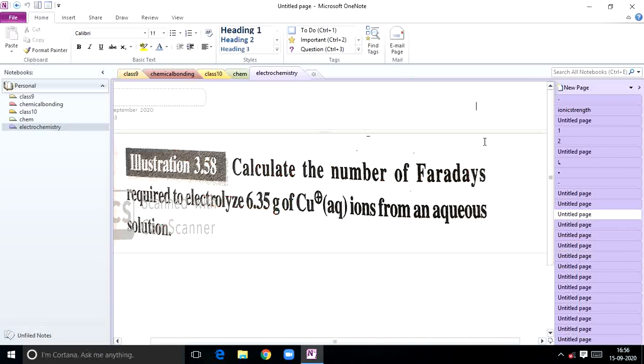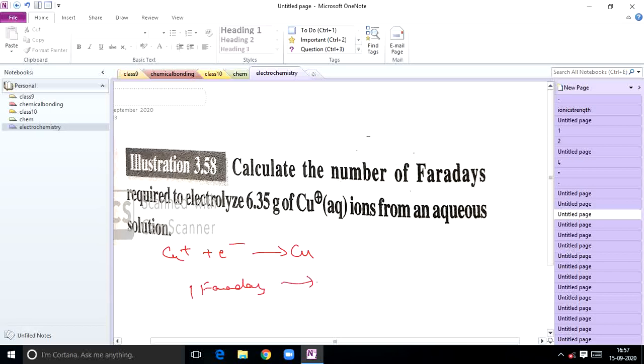Calculate the number of Faradays required to electrolyze 6.35 grams of Cu plus ions from an aqueous solution. So Cu plus plus electron gives rise to Cu, that is the redox equation involved here. From this, 1 Faraday of electricity will deposit how much? 63.5 grams of copper.